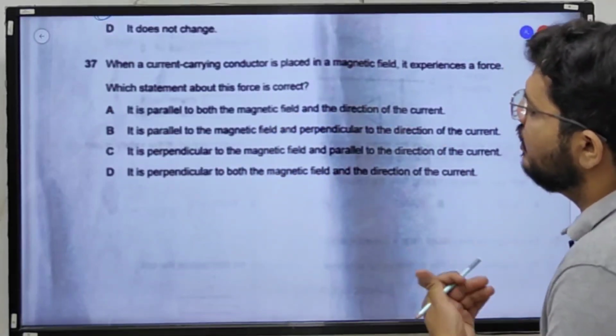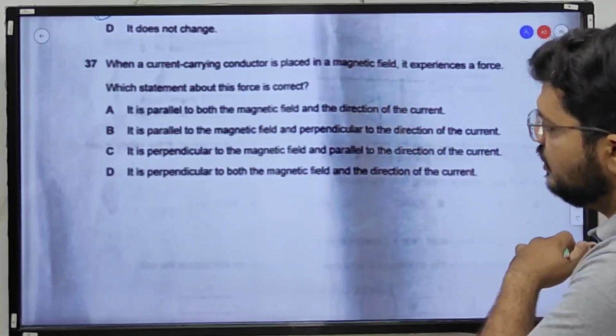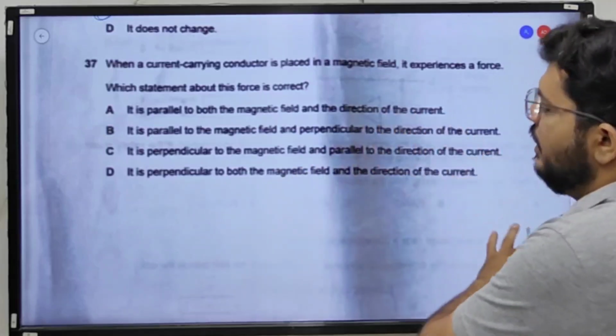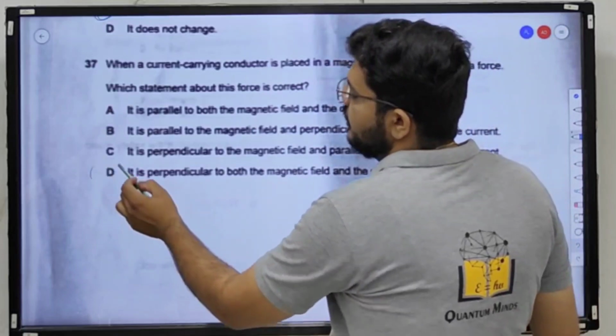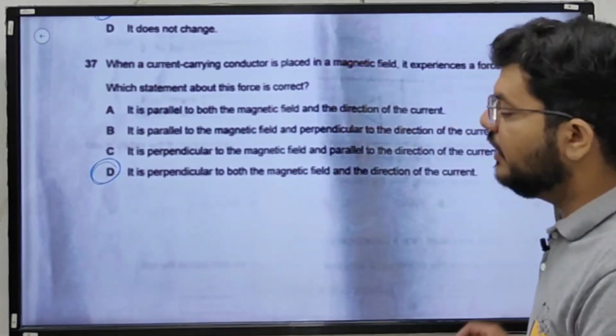Is it parallel to magnetic field and perpendicular to the direction of current? No. Perpendicular and parallel? No. It is perpendicular to both magnetic field and the direction of current. This is the correct statement.